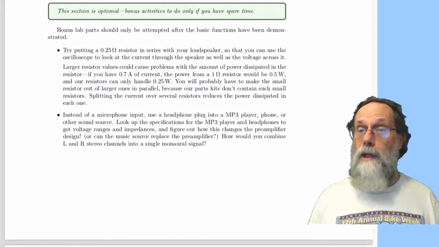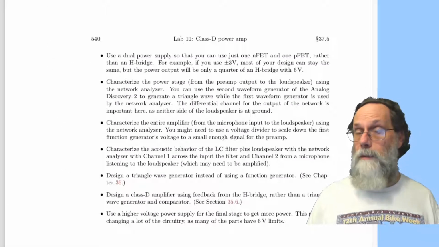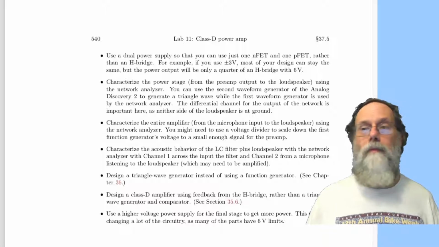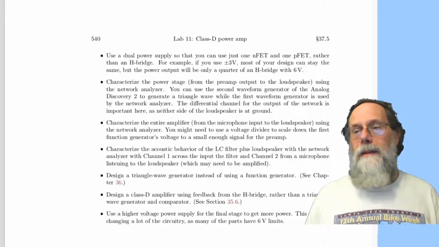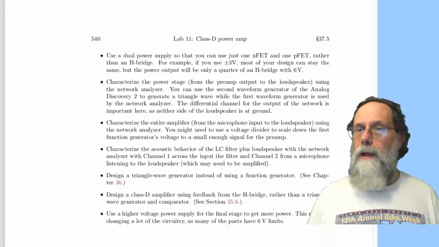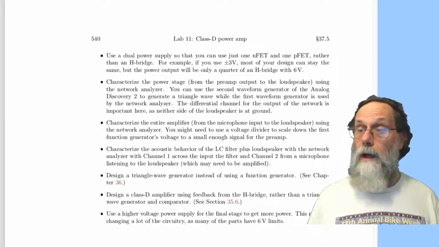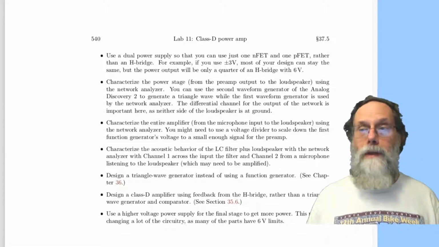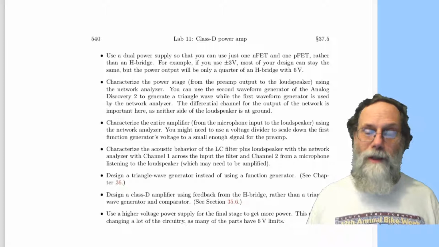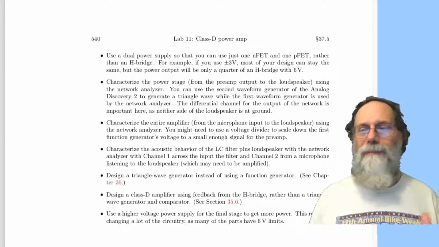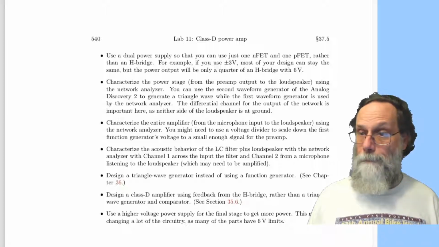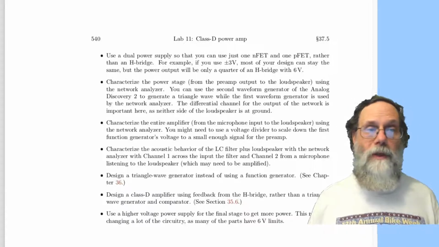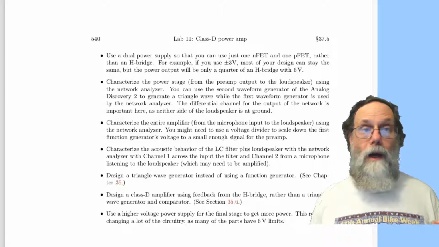You could try doing a design with a dual power supply. We've been doing everything for this entire course with a single power supply. Loudspeaker is something you can do with a dual power supply. You can then do just a single CMOS and one N FET, one P FET rather than an H bridge. But because your voltage is going to be more limited, you may run into some problems here and not be able to get as much power. But it's something you can think about and try.